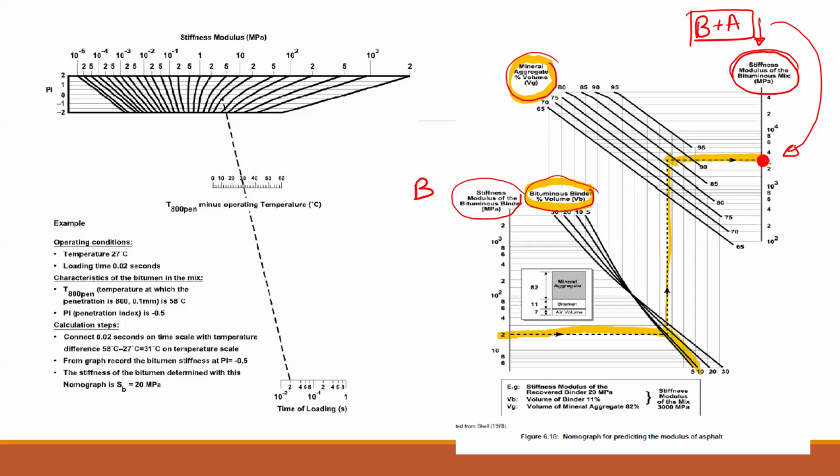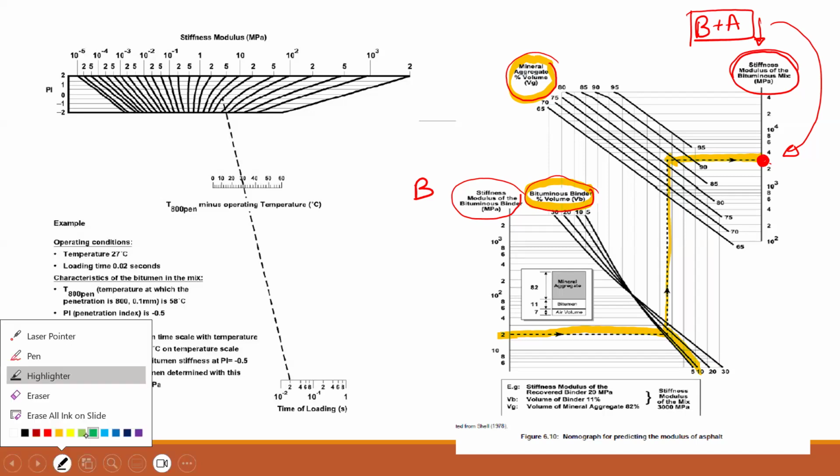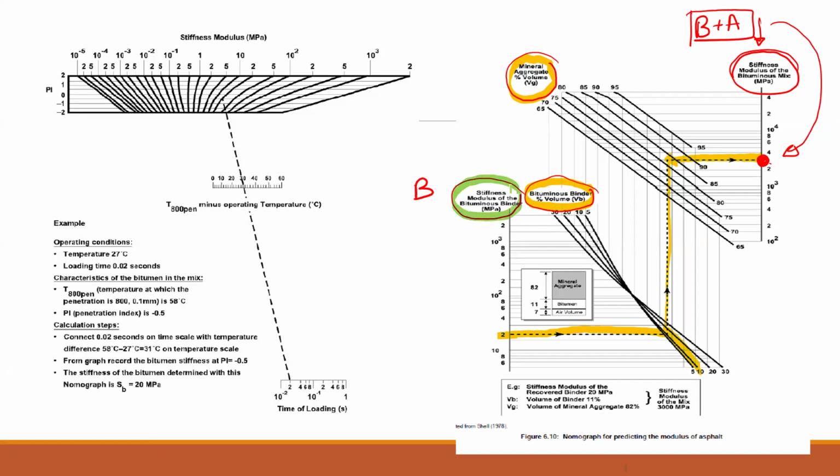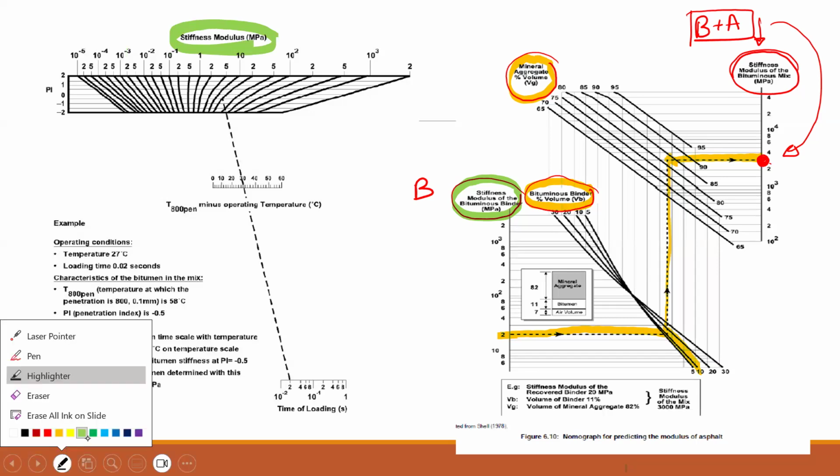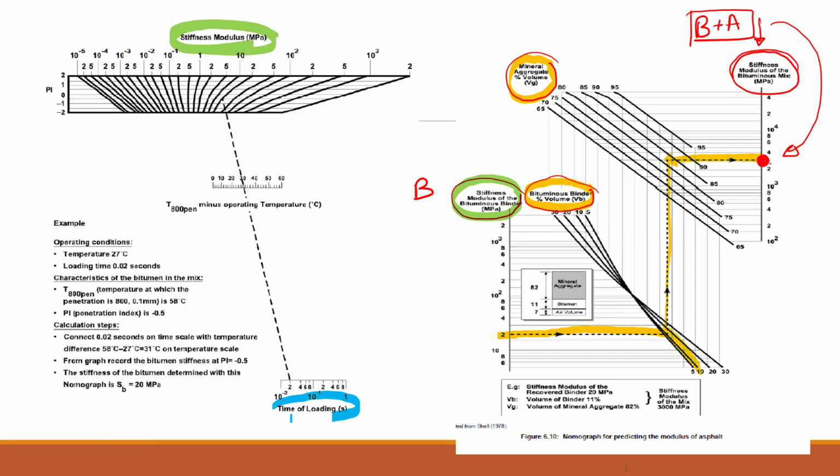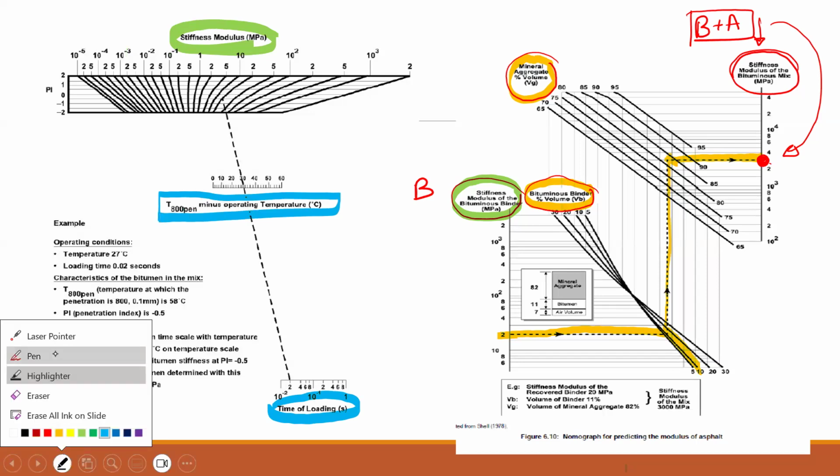Okay, now let's see here. The stiffness of the binder, or the modulus of the binder, is not given to us. We need to find it. We can find it using this graph here. So this axis here gives us the modulus of the binder. To find that, we again need three things. Let's see the three things. You need to know the time of loading. You need to know the temperature difference between the penetration temperature and the working temperature. That is straightforward. That we know.